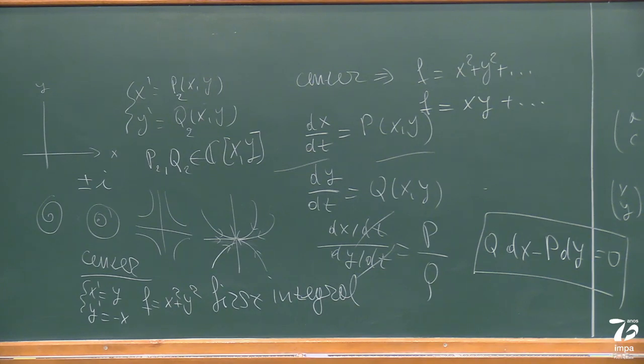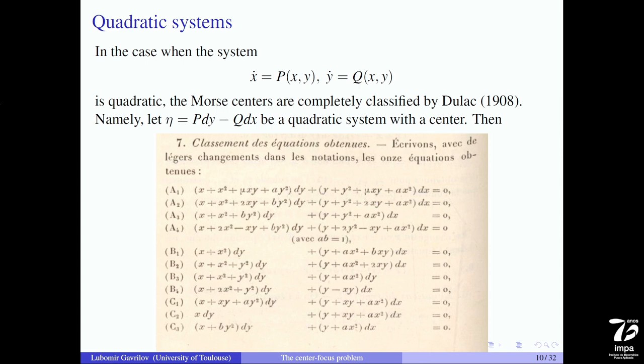And he wrote a paper in 98, which says the following. A quadratic system has a Morse type center if and only if it is equivalent, after linear changes of the variables, to one of this list of equations, which seems to be rather chaotic. We do not understand why this one and not another one. There is some symmetry, but it is not seen, some order of this, why these equations appear and not others.